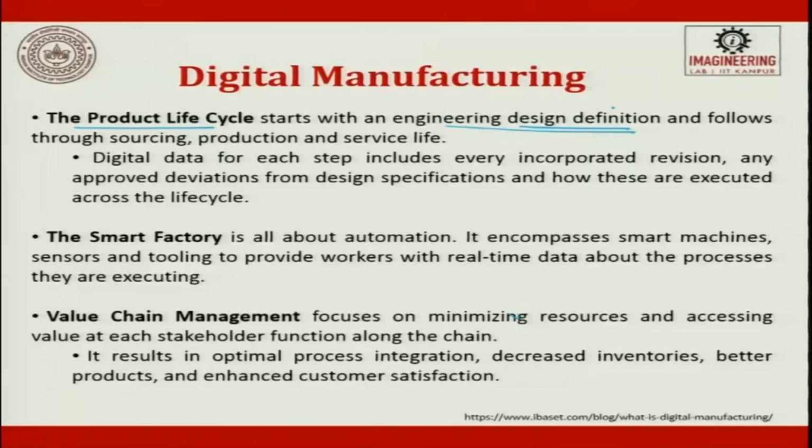And then, followed by this, we try to divide what is the outsourced item, what is the manufactured item, and when it has to be delivered and all those things. So, through sourcing, production and service life. The smart factory is the next vertical. Smart factory is all about automation. It encompasses smart machines which can change depending upon the customer requirement. Smart machines, sensors and tooling to provide workers with real-time data about the processes they are executing.